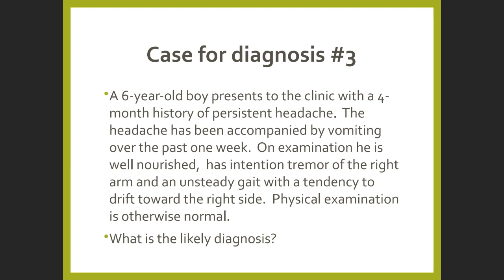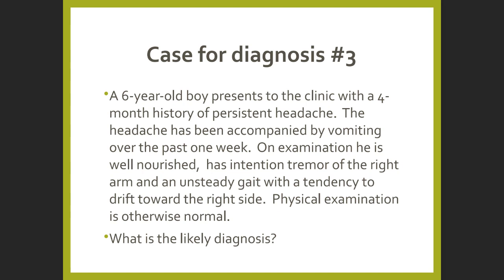Is it a tumor, or a space occupying lesion in his cerebellum? Perfect, Sabrina. Excellent. Do you know what cerebellar hemisphere is affected in this case? So he has intention tremor of the right arm, and he has an unsteady gait with a tendency to drift towards the right side. I can't exactly remember, Doc. Okay, just remember that cerebellar signs are ipsilateral. So this is therefore a right cerebellar hemisphere lesion. Okay, got it, Doc. Thank you. Excellent.